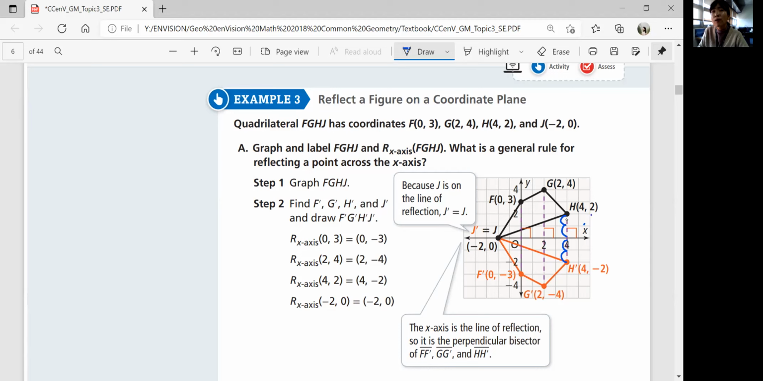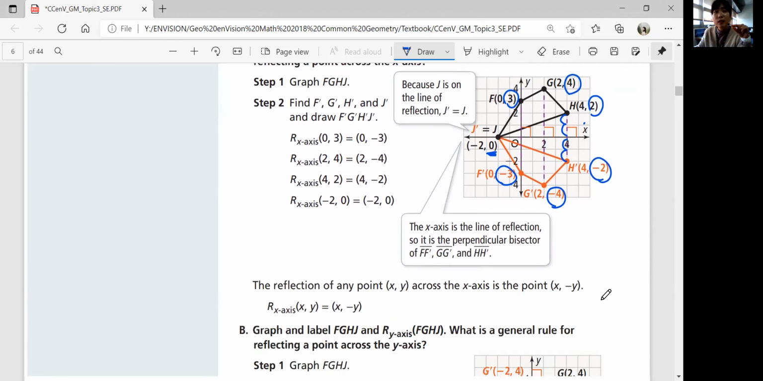How are the y values related? They are the opposites. 3 and -3, 4 and -4, 2 and -2, and 0 is opposite to itself. So when you're reflecting points across the x-axis, your x values stay the same. But notice that your y values become the opposites. So those are going to be your new points.